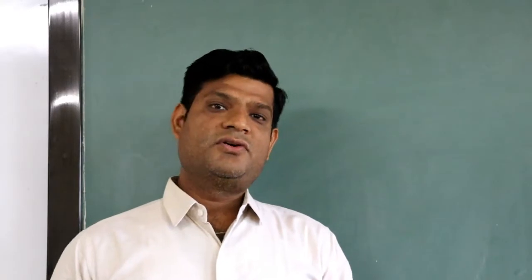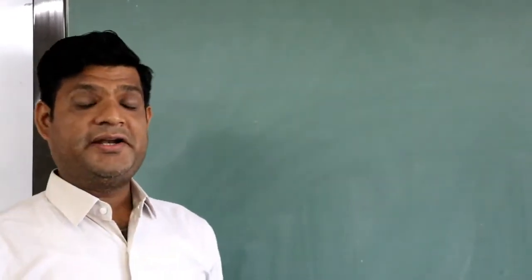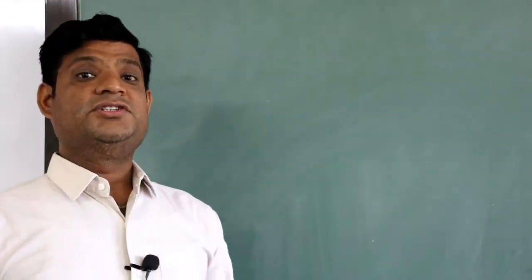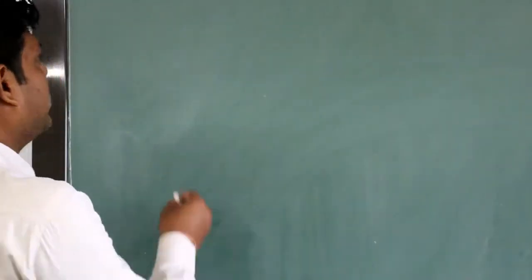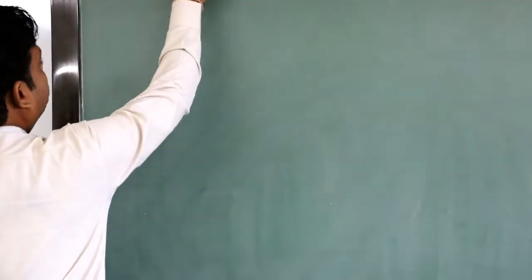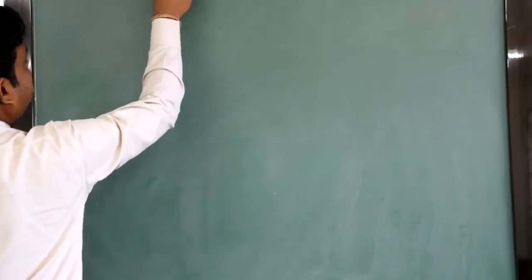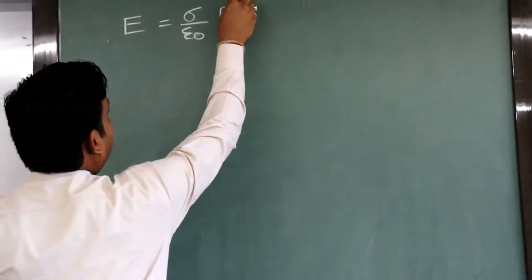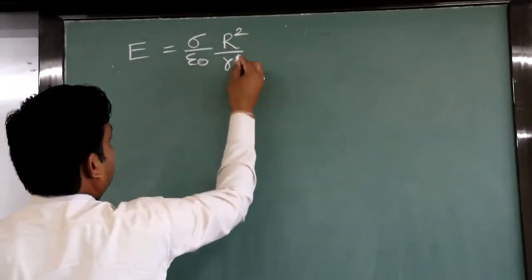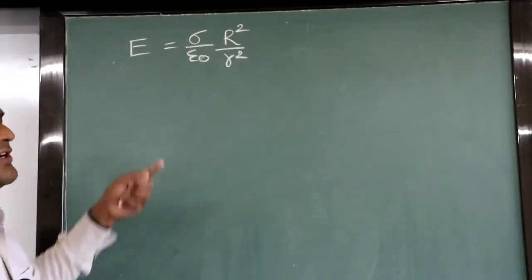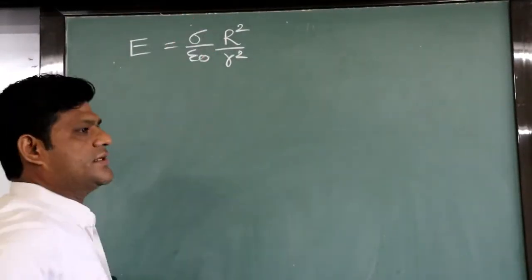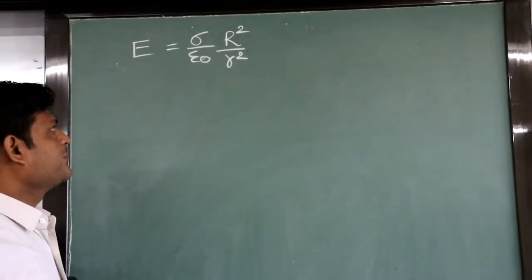Dear students, in the last video we studied the applications of Gauss law. We studied the last application, the third application, that was the electric field due to the shell, right? What was the equation? E equal to sigma divided by epsilon 0 capital R square divided by small r square. In this equation, what is sigma?